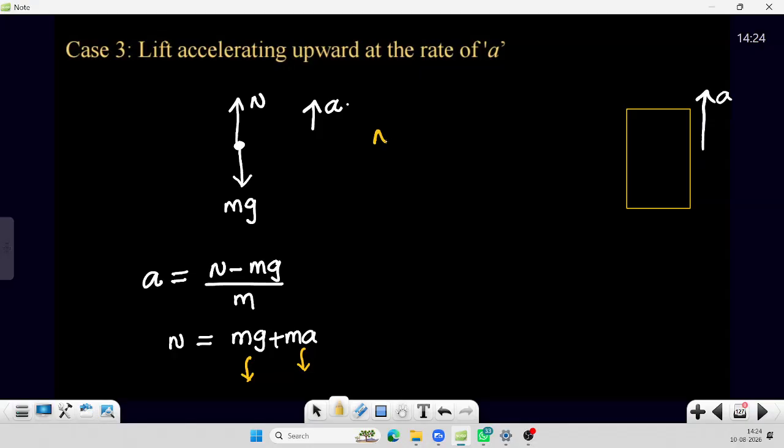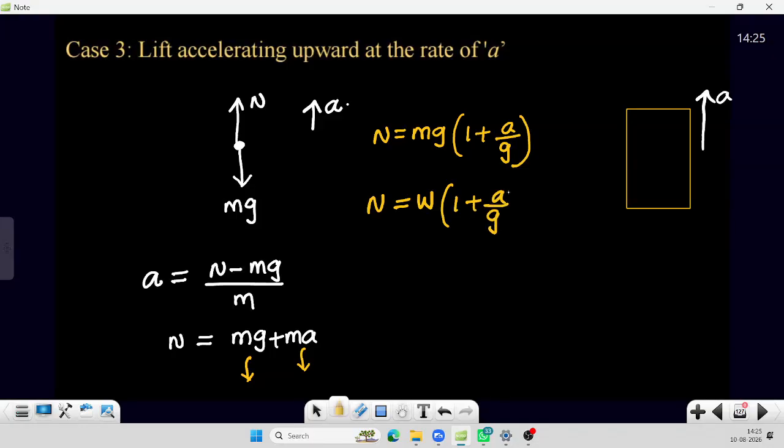So we'll write it as what? If I take mg common, what will I get? This is 1 plus a by g. So N is mg, which is called the actual weight of a person. We are calling it W. W into 1 plus a by g. Okay. Now this is the apparent weight. In this case, apparent weight is how much?